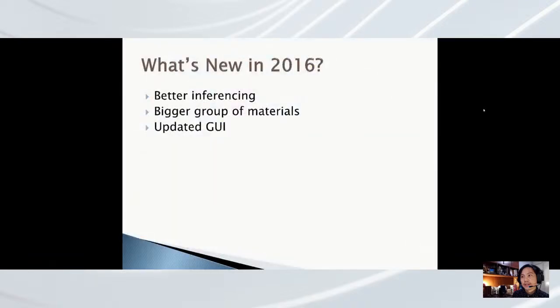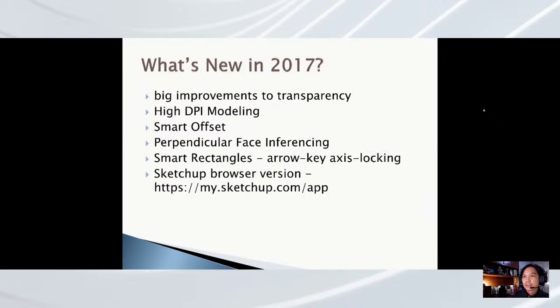This is the presentation that was given to us by the Studio Lab. Of course, it talks about the 2016 version, although we're using the 2017 version. It says here, what's new? Better inferencing, a bigger group of materials, and an updated GUI. These are the other improvements for 2017.